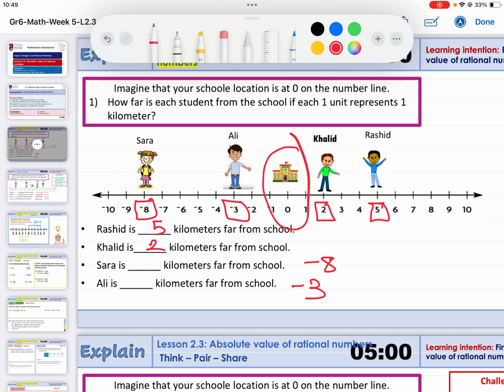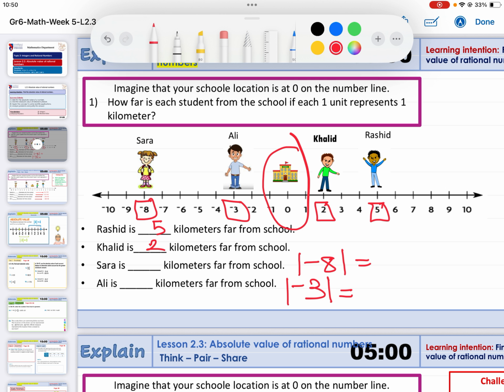Now, you guys, in your daily real life, have you ever seen a negative distance? We all know that distance is always positive. So there is a way to change the negative 8 and negative 3 into a positive distance, and that is the core of today's lesson, which is absolute value. Okay, so we will be taking the absolute value for both integers.